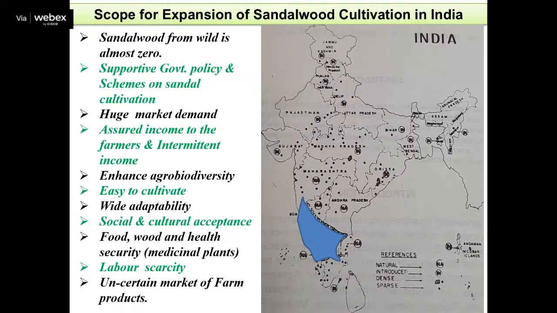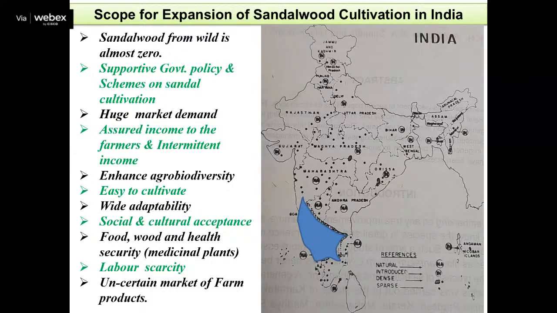Then the scope or expansion of sandalwood cultivation in India: what are the factors responsible for the sandalwood prospect or future? In the natural forest, almost no sandal is left. You cannot get any single viable tree from the natural forest. And another thing is many governments have changed their policy and have schemes for promotion of sandalwood cultivation. And there is a huge demand for Indian sandalwood in the international market.